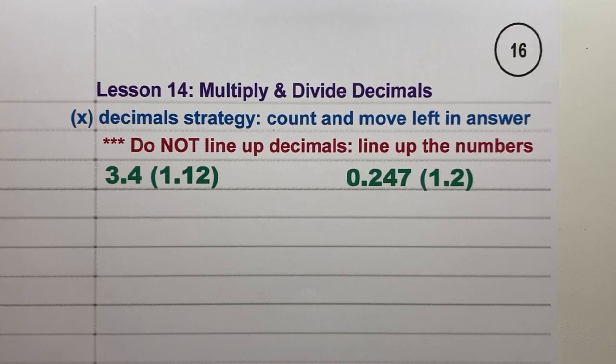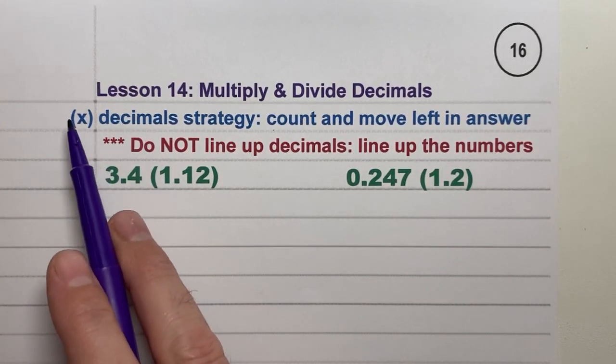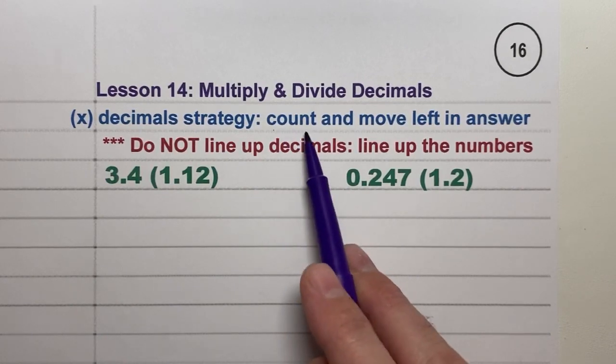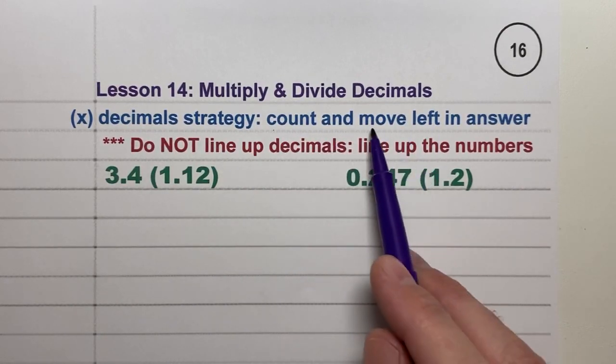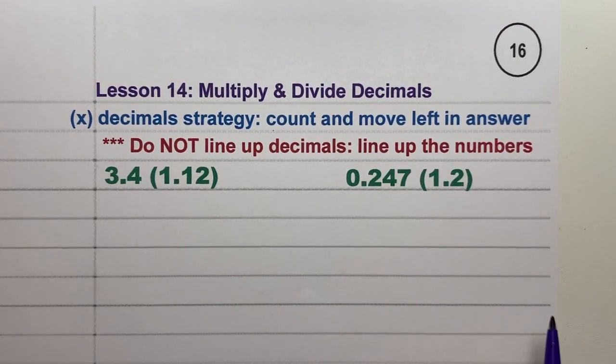Okay guys, we're going to take a look at lesson 14, where there are two parts to it. We're going to multiply and divide decimals. The first thing we want to point out is that when we multiply decimals, our strategy is to count the decimal place values and then move the decimal left once we get our answer.